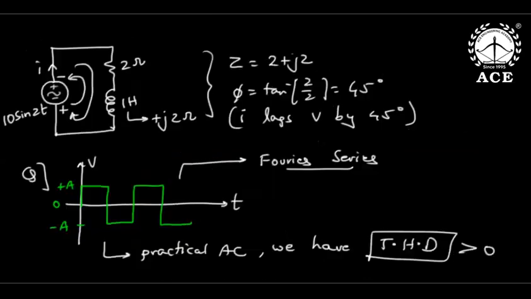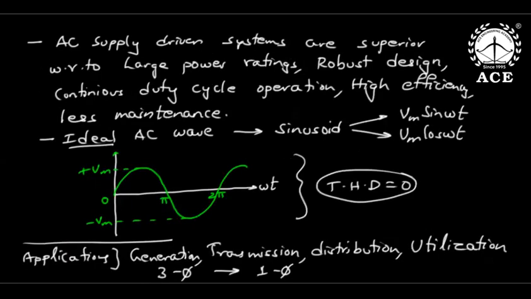Then I explained that in the case of an RL circuit, time-varying flux will come, and that flux is responsible for the phase shift between voltage and current. Here the impedance angle is 45 degrees, so current lags voltage by 45 degrees. Now this is another AC waveform, a square waveform, but it is not an ideal sinusoid. If you expand it by Fourier series, a lot of harmonics will come, apart from the fundamental component. That is why total harmonic distortion exists. But for ideal AC, total harmonic distortion is 0.